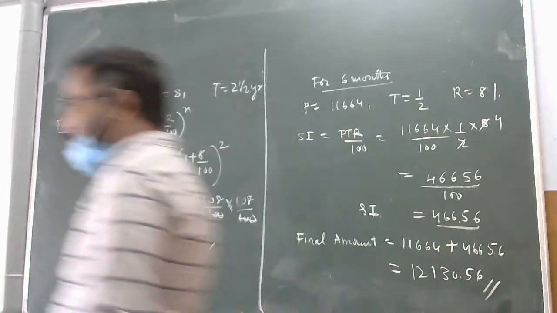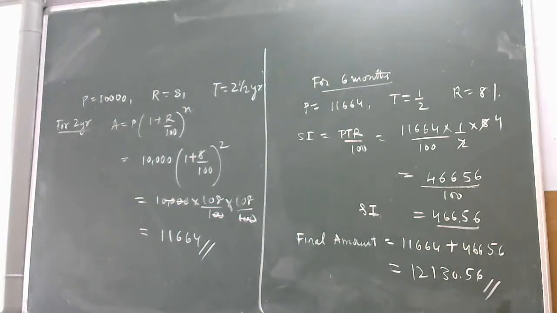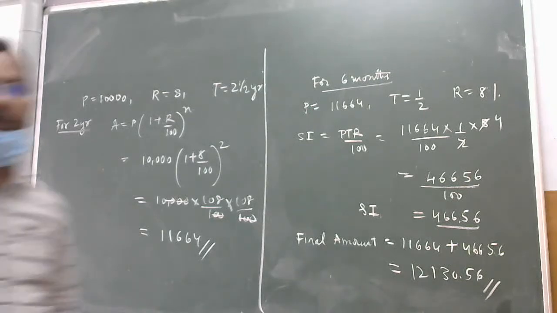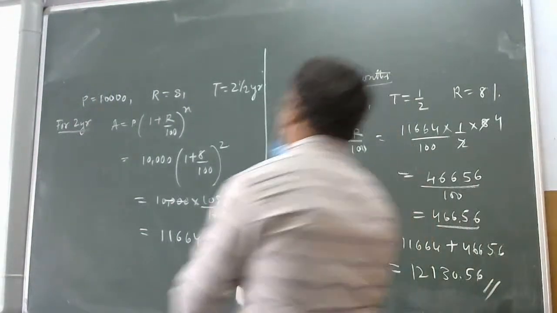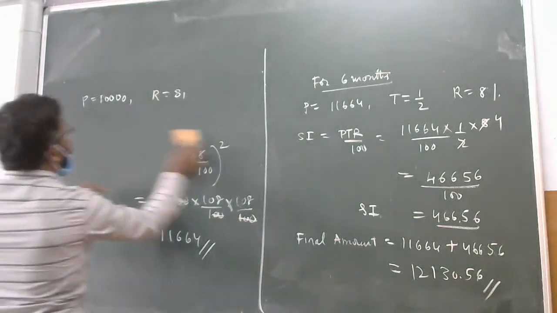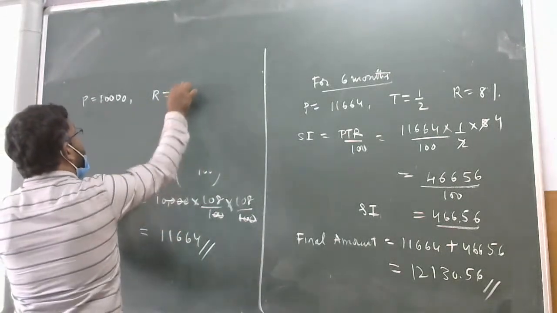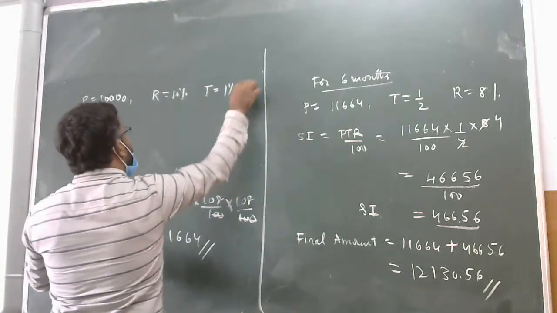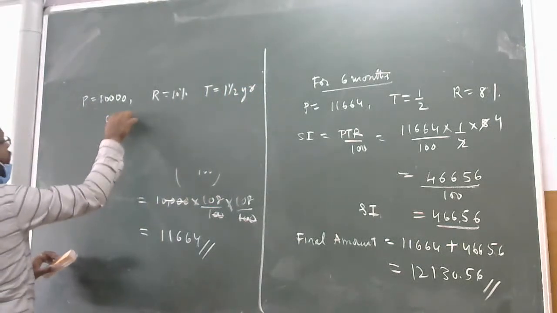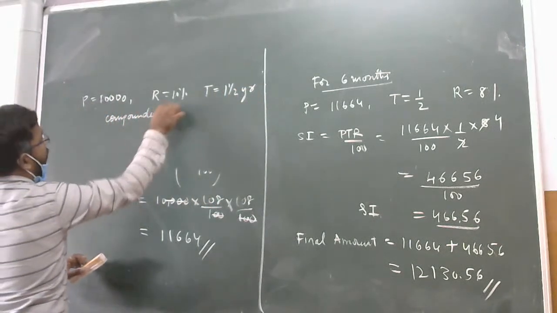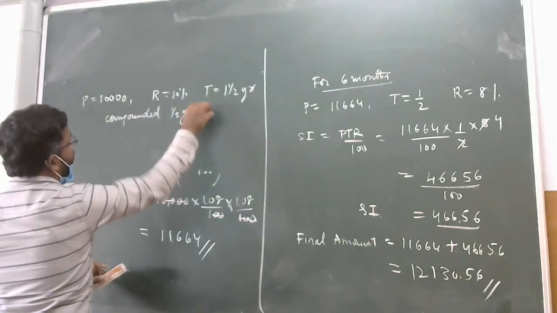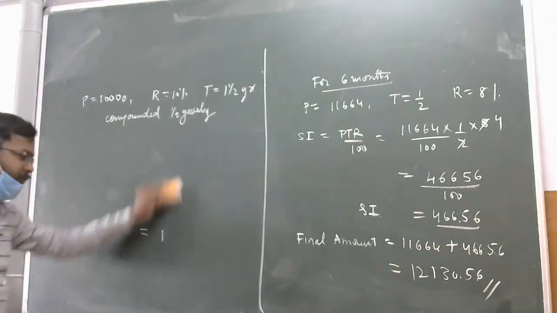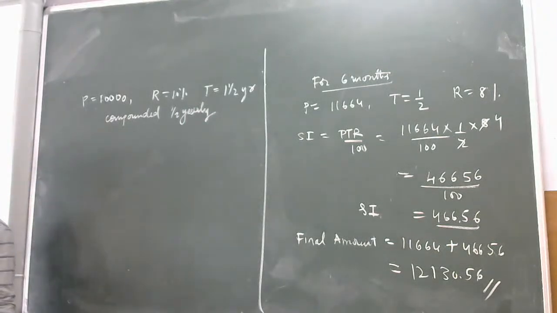In some of the cases, it will be compounded half yearly. So if it is half yearly, let me take the question. Rate of interest as 10%, and time period is 1.5 years, compounded half yearly. Compounded half yearly means for every half year they are finding the interest and adding it to the principal.